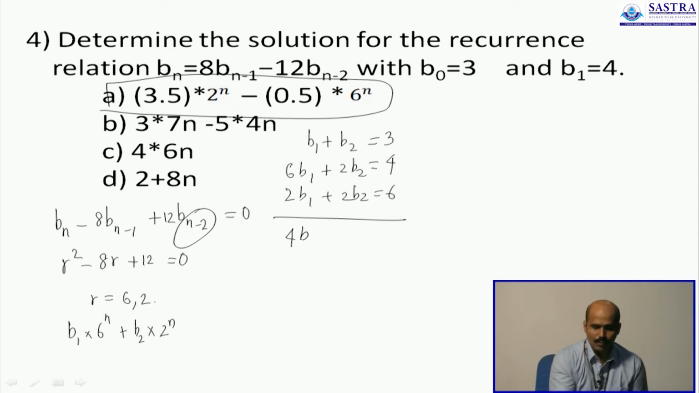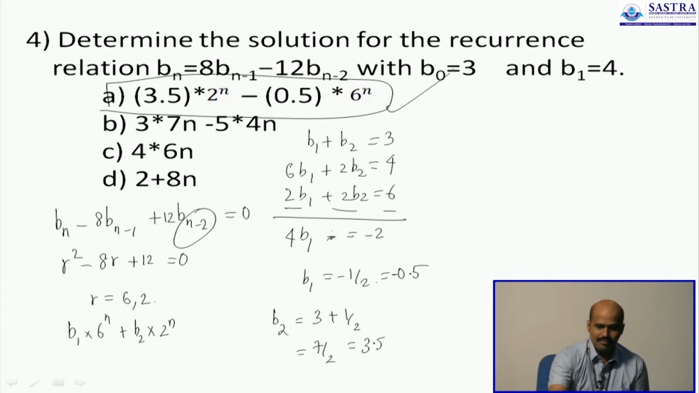So this is 4b1. When I subtract, this becomes 0. This is 2. So b1 is minus half. If b1 is minus half, b2 is 3 plus half. 3 plus half is 6 plus 1, 7 by 2, that's 3.5. So one is 3.5 and the other is minus 0.5. That happens to be the first option, and that's right.